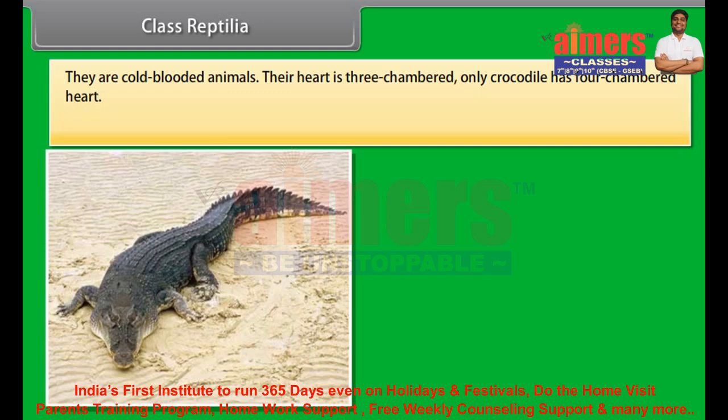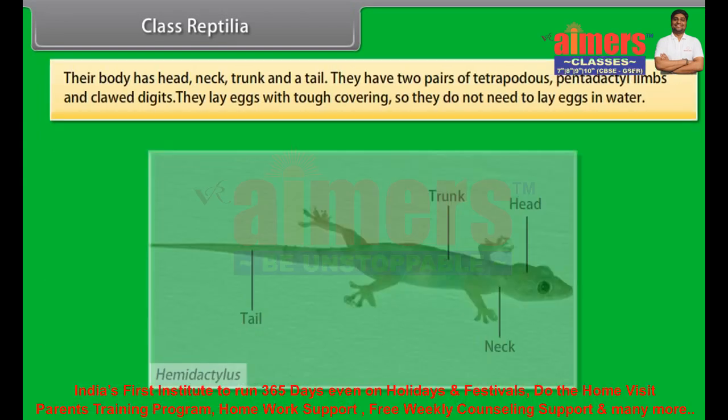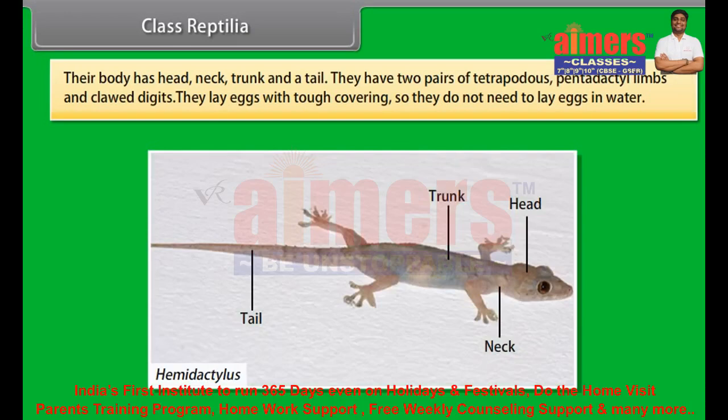They are cold-blooded animals. Their heart is three-chambered. Only crocodile has 4-chambered heart. The respiration takes place through lungs. Their body has head, neck, trunk and a tail. They have 2 pairs of tetrapods, pentadactyl limbs and clawed digits. They lay eggs with tough covering, so they do not need to lay eggs in water.